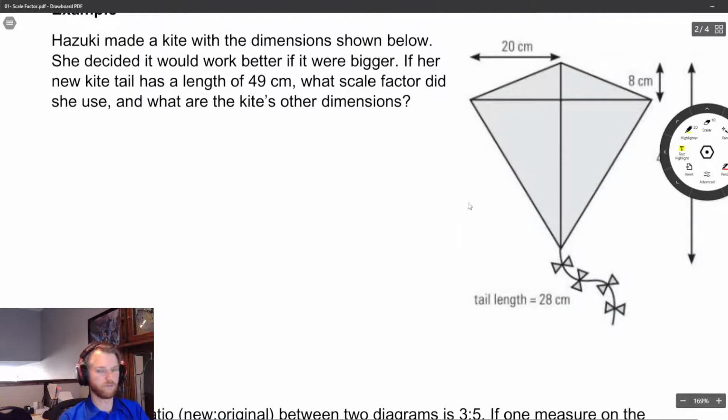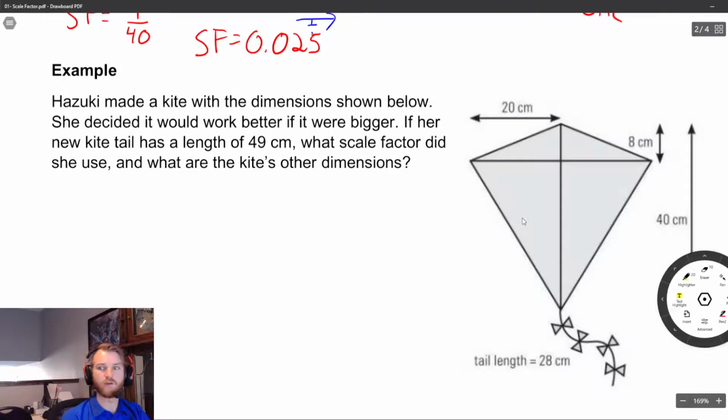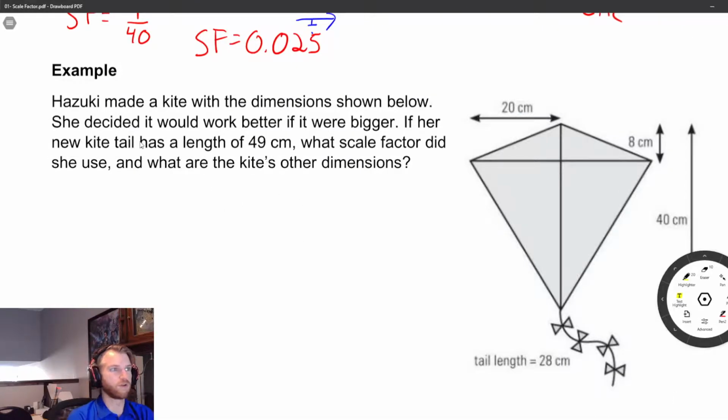All right, here comes our last example. This question is like the two-part one that I talked about a little bit earlier, where it's saying this person made a kite with the dimensions shown below, and then they decided it would work better if it were bigger. So they made a new kite, and the new tail length was 49 centimeters. So what scale factor did they use, and what were the kite's other dimensions? What were the other measurements?